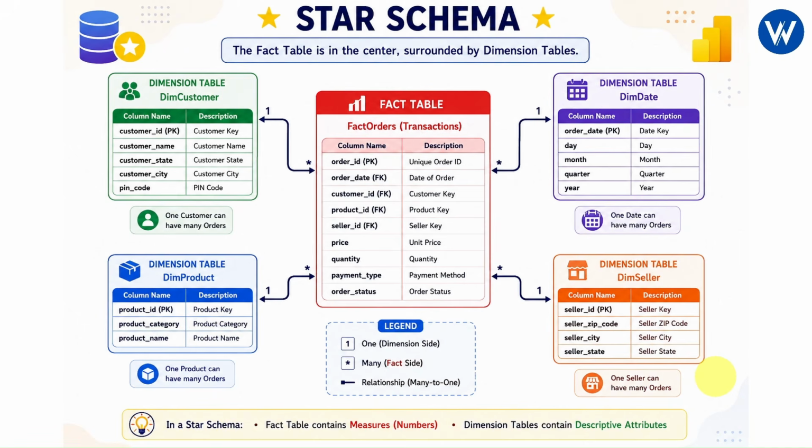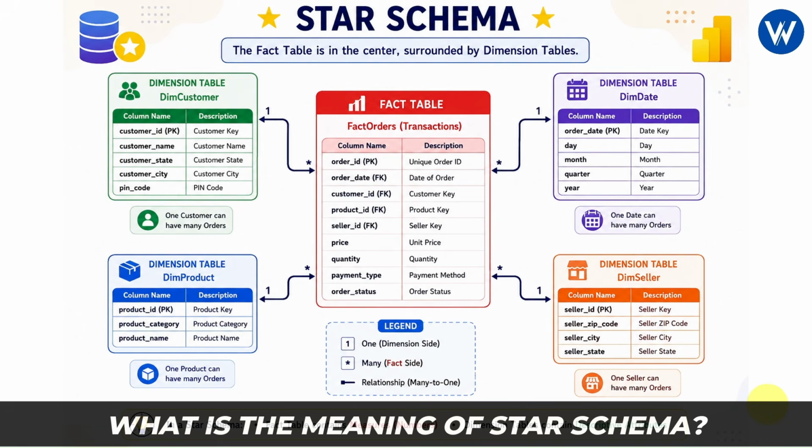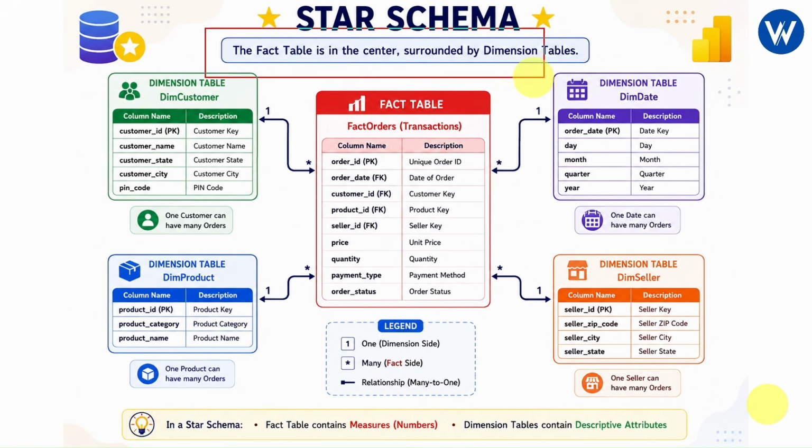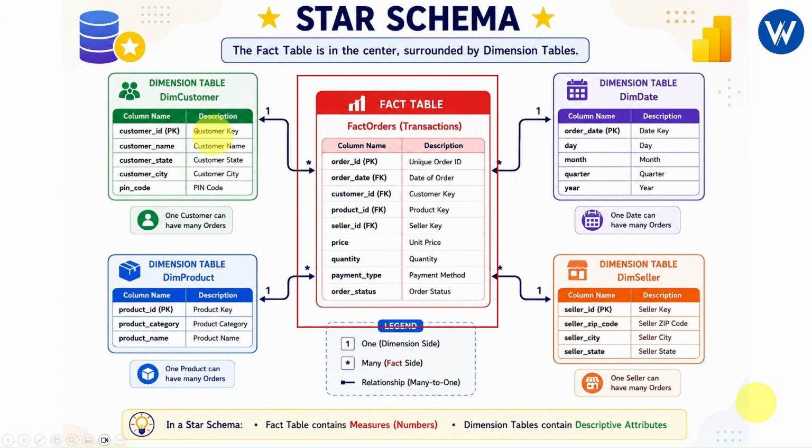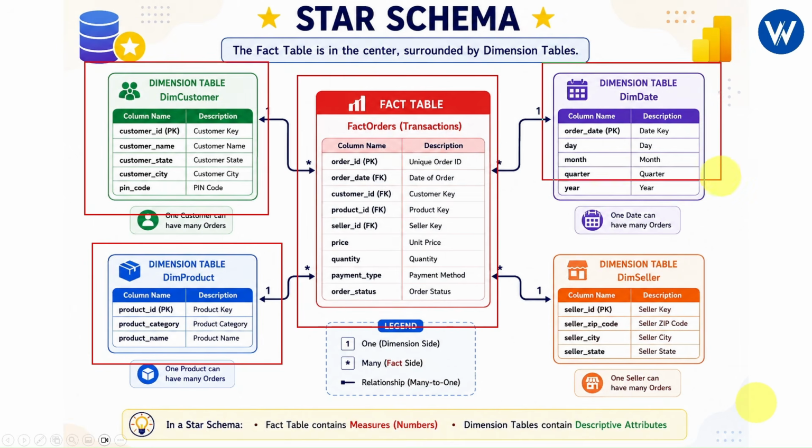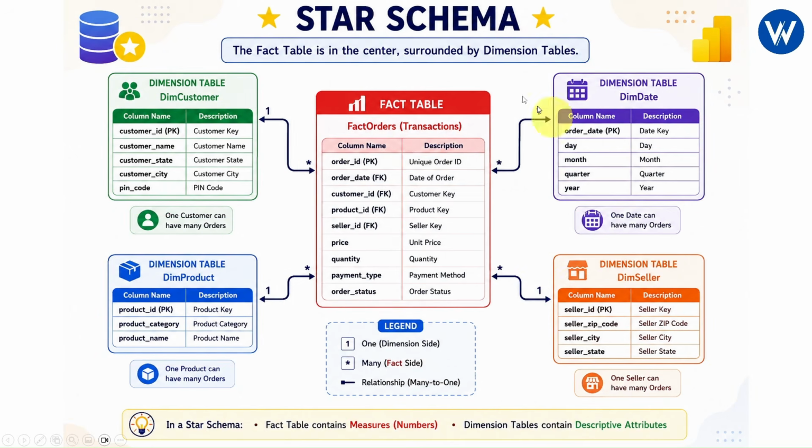I think most of you don't know the meaning of star schema. Let me show you. The fact table is in the center, surrounded by dimension tables, and that is known as a star schema. It is very simple. The fact table is at the center and surrounded by dimension tables. These are the dimension tables. First you need to understand the concept, right, this is the star schema. Now let me show you practically.